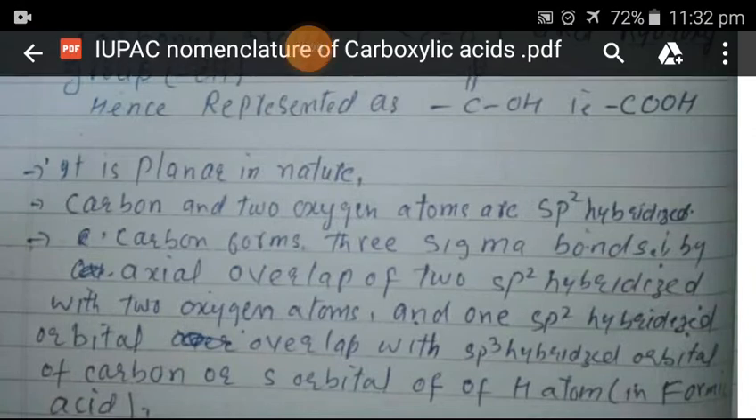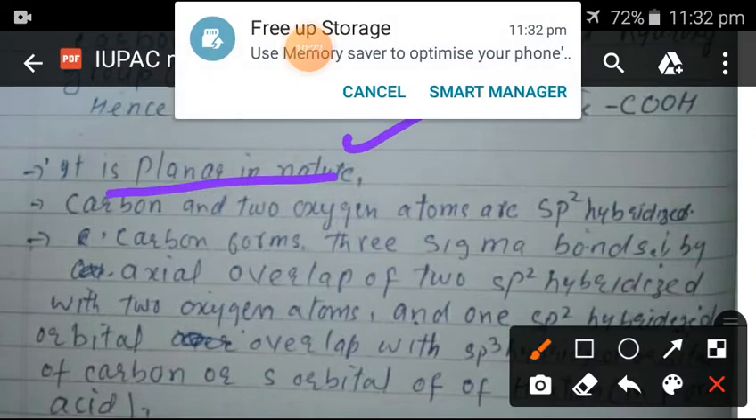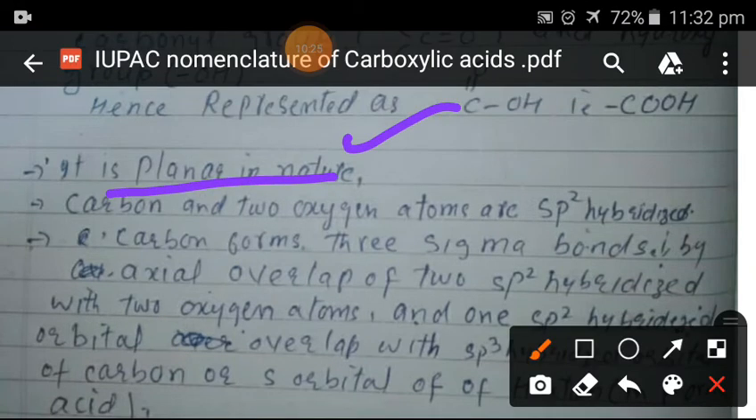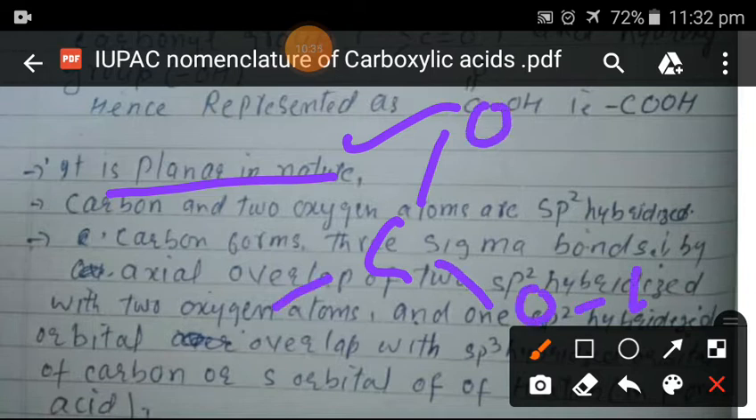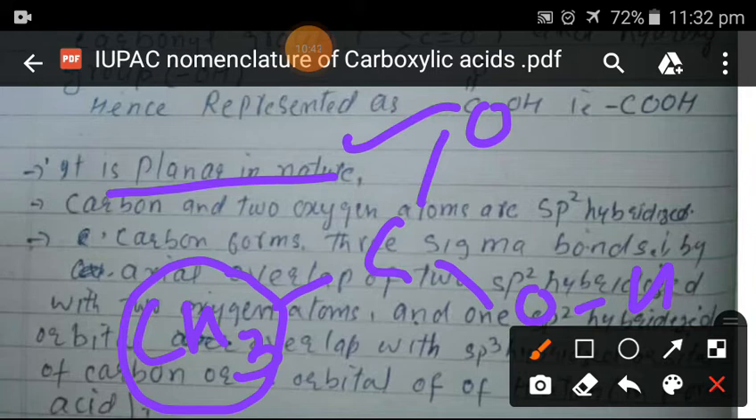So accordingly it is planar in nature. Carboxylic acids are planar in nature. Each carbon atom will form three sigma bonds, one with this oxygen, one with this oxygen, and one with this methyl group. For example, if we take a methyl group as a substituent here, the carbonyl sp2 hybridized carbon will form three sigma bonds. Clear? And it also forms one pi bond.